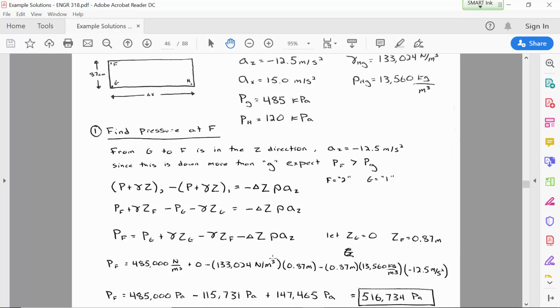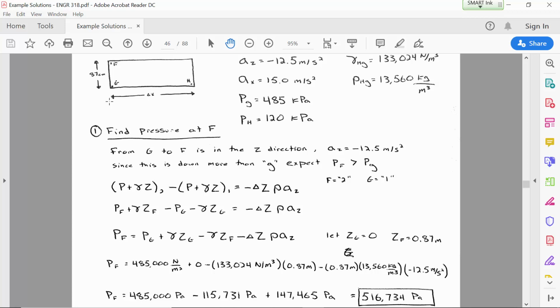All right, so who got 516.7 kilopascals for the pressure at location F? Good. Now, does that make sense? The pressure at G is 485, and the pressure at F is more than that. Doesn't that violate the hydrostatic equation? Acceleration is going down, so pressure is increasing. All right, that's right. So it's accelerating down faster than gravity.